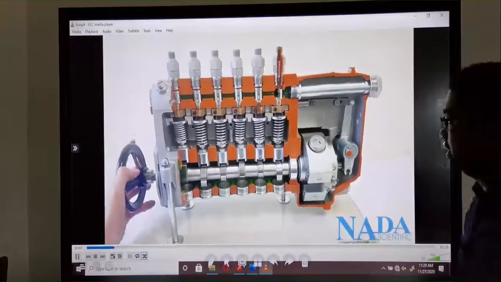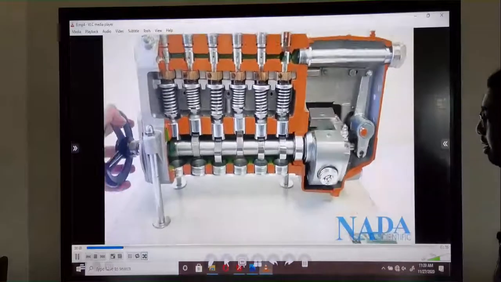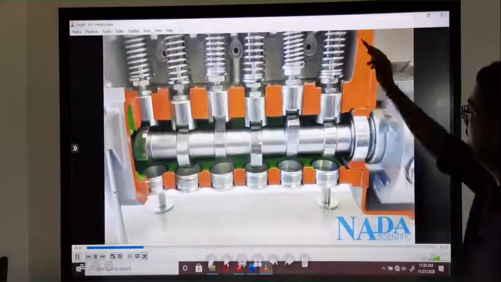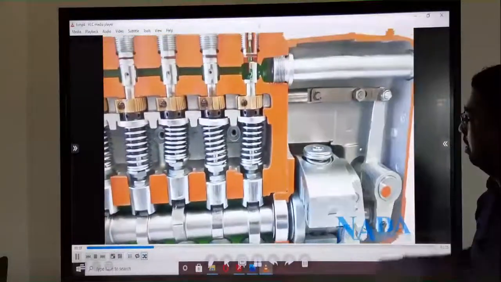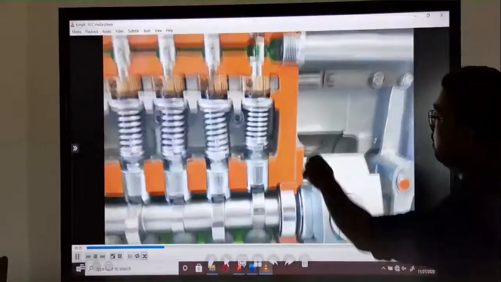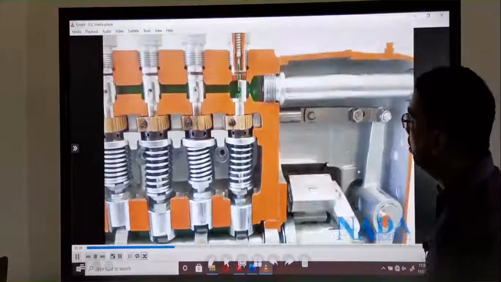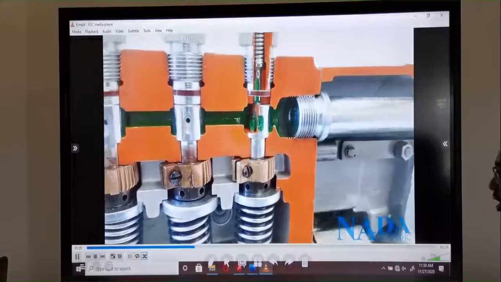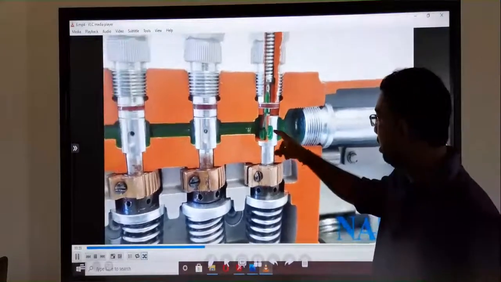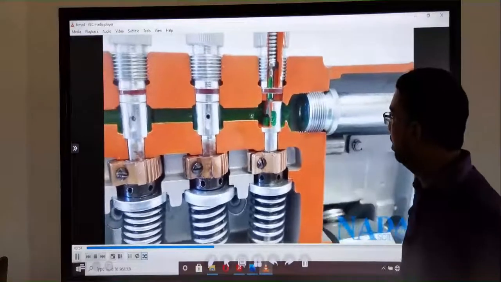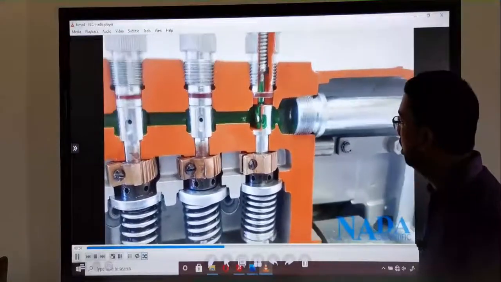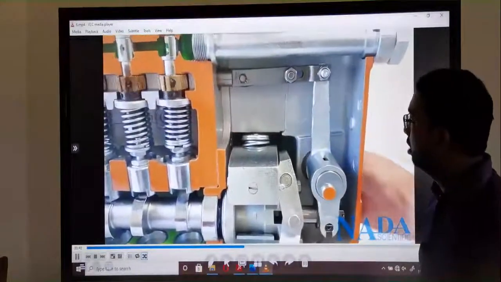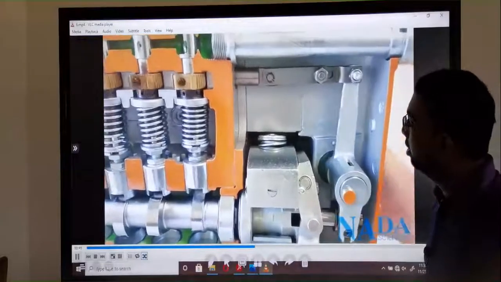So when this moves, you can see when it touches here, the plunger moves. This is the plunger set. The plunger moves upwards. That time you can see here. Wait, I will show. So that time the fuel is open. So the lever is also working.